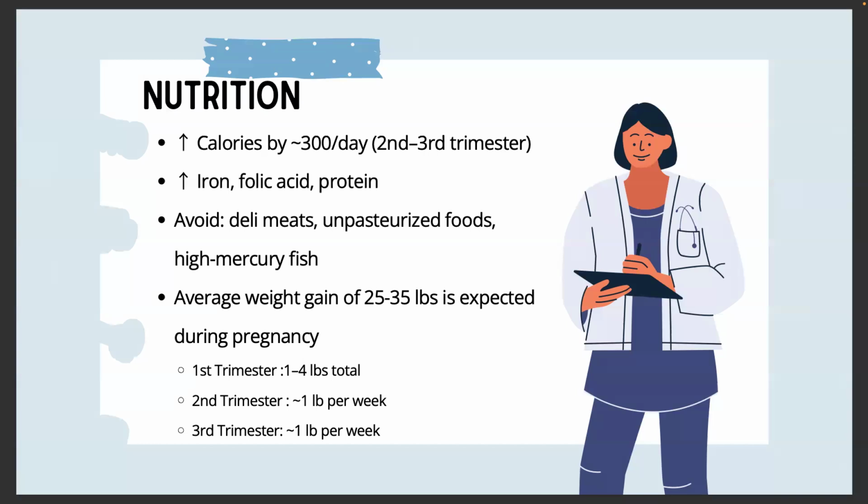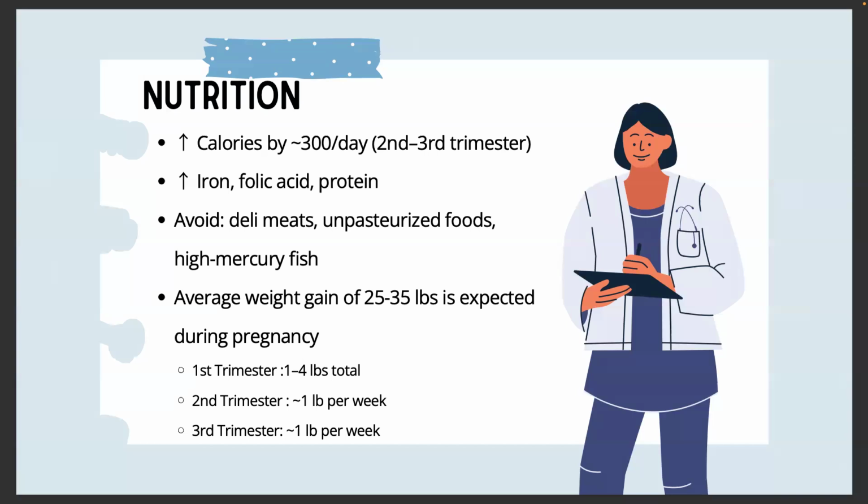Also, there is an average weight gain that you can expect during pregnancy of about 25 to 35 pounds, and it's broken up by 1 to 4 pounds total within that first trimester. Weight gain is going to be minimal because the fetus is so tiny, and there's a lot of nausea and vomiting, so it's going to affect how much they're intaking.